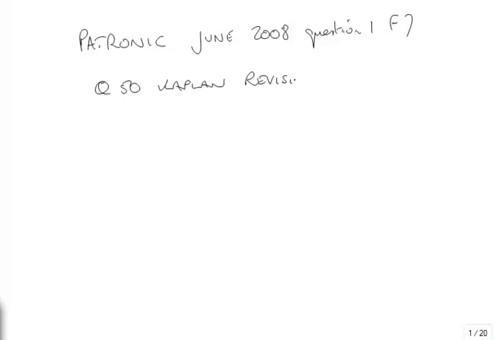Patronic, June 2008, question 1F7. It's question 50 in the Kaplan revision kit. Patronic, let's see what it's about. Part A, calculate goodwill arising on the acquisition of a company. Prepare consolidated income statement. Assume that the investment in Acerbic has been accounted for using equity since its acquisition.